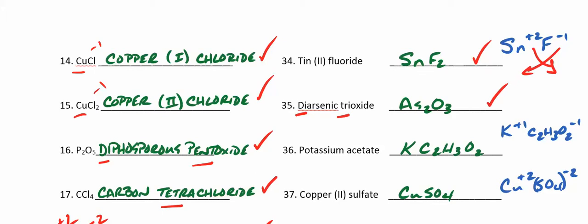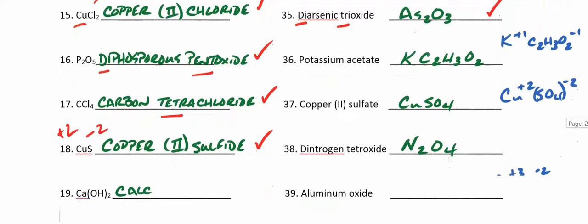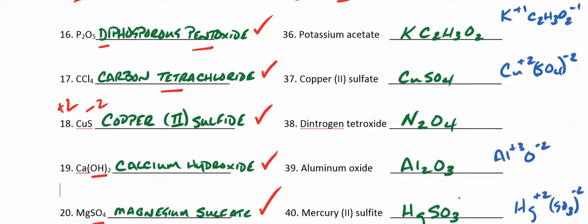Let's look at 36 now. Number 36 is potassium acetate. Potassium has a charge of +1, acetate a charge of -1. They're just going to cancel each other out. It's that simple. So potassium acetate is just that right there. Could have written parentheses around the acetate if I wanted to. Wouldn't have hurt anything, but it's not necessary, so I didn't put it. That's number 36.